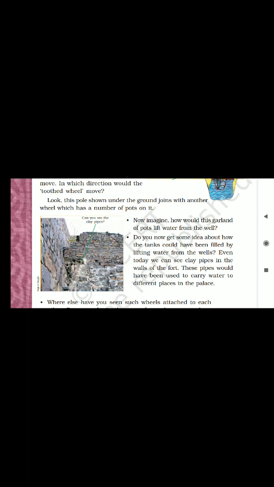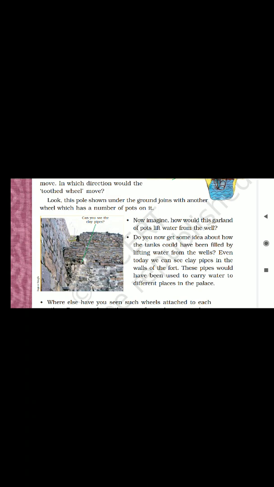Even today we can see clay pipes in the walls of the fort. These pipes would have been used to carry water to different places in the palace. So one picture is also provided in which clay pipes are visible. With the help of this picture we can understand that through clay pipes water was transported to different places in the palace.